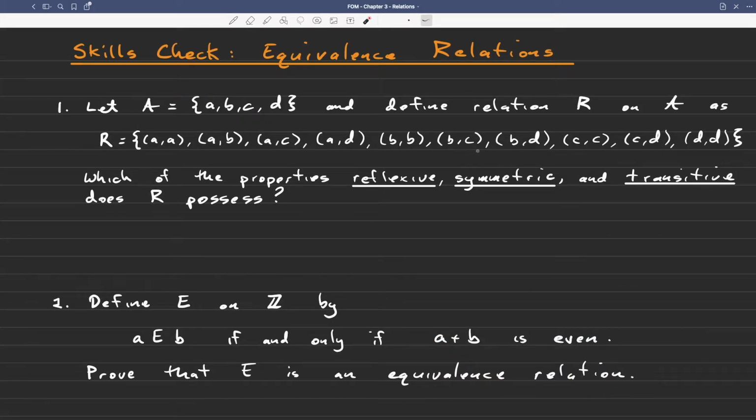And then on the second example here, I've got a relation, E, defined on the integers, defined according to this relationship here. A is related to B if A plus B is even. And I want you to prove that that is, in fact, an equivalence relation. So that previous proof that we just did about modular congruence would serve as a really nice model for how you would do number 2 here. So hit pause and do these problems. And when you come back, we'll run through it together.